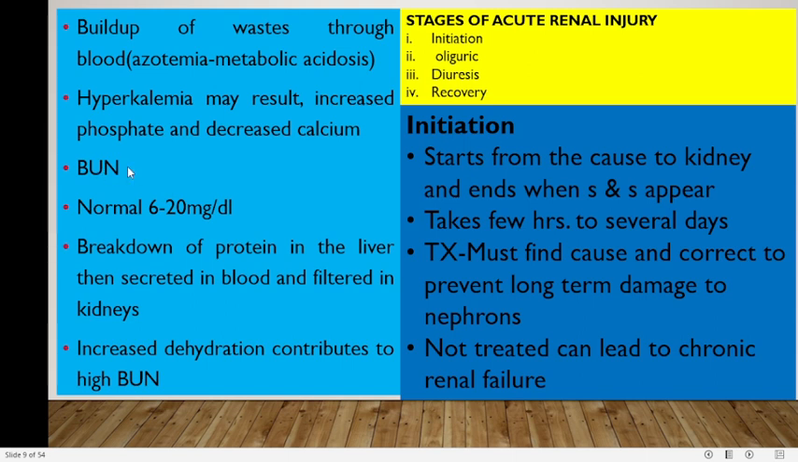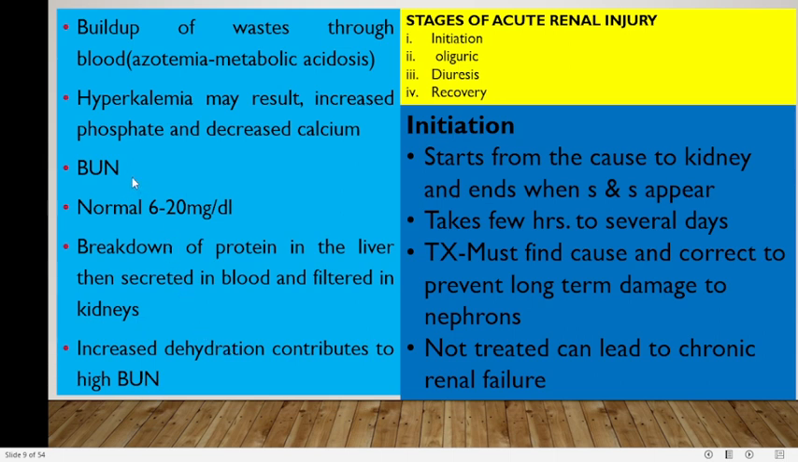BUN, okay, blood urea nitrogen. We say that the normal range is 6 to 20 milligrams per deciliter, and it normally results from breakdown of protein in the liver, then secreted in blood and filtered in the kidneys. So increased dehydration normally contributes to increased BUN.